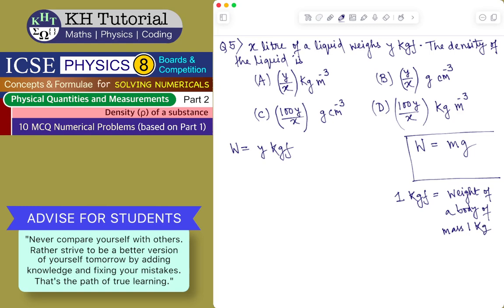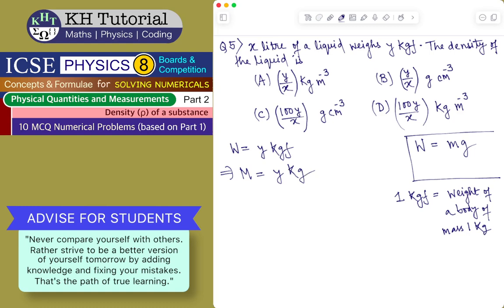So the gravitational force that acts on a body of mass 1 kilogram is expressed in the gravitational unit as 1 kgf. Similarly, 1 gf is nothing but the weight of a body of mass 1 gram. Okay. So from here, since it is given that the weight of the liquid is y kgf, I can say that the mass of the liquid is nothing but y kilogram. The mass of the liquid is y kilogram, and the volume is given to be x liter.